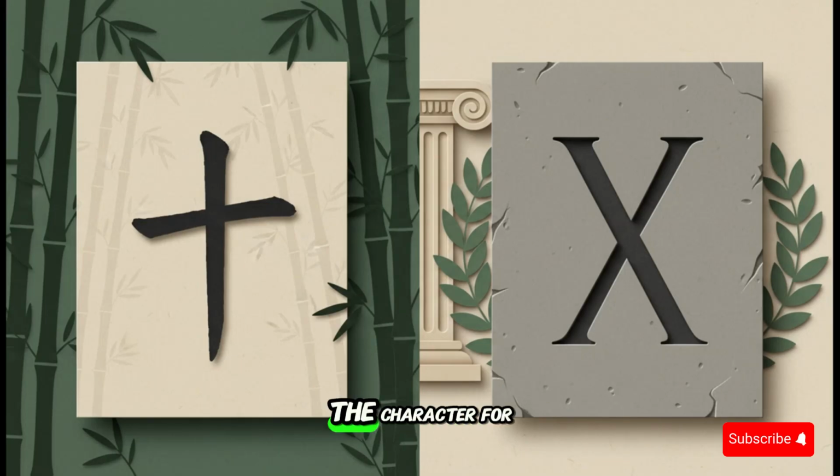And get this, the character for 10 is a simple cross. What's so fascinating here is how it lines up with a totally different ancient system. The Romans also used a cross symbol, the X, to represent 10. It's just a cool little reminder of how different cultures can land on the very same visual ideas.